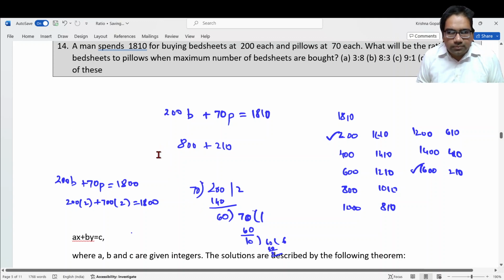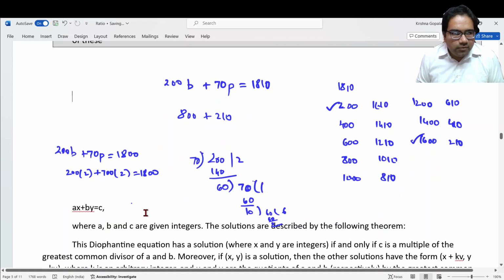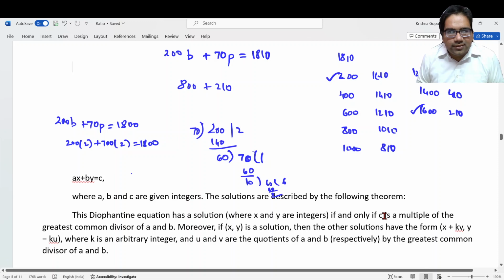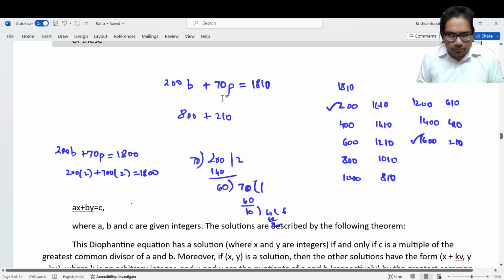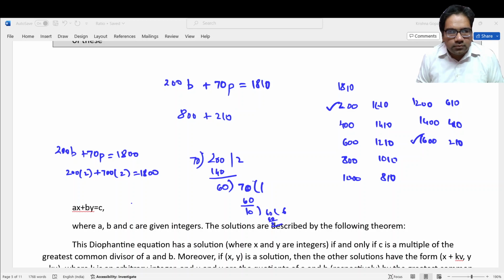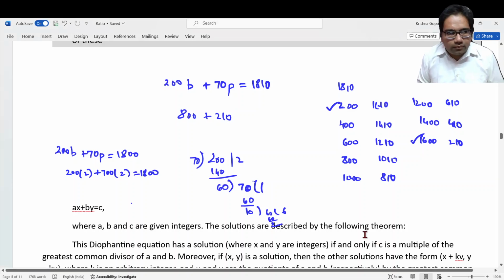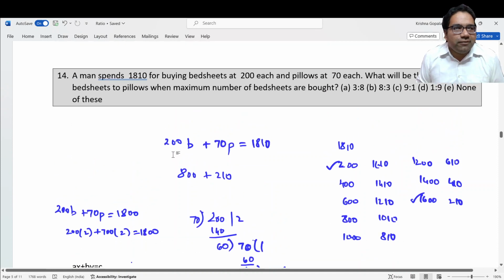Now, if and only if this C is a multiple of the greatest common divisor of A and B. So this 1810 has to be a multiple of this 10. Then only there is a solution for this problem, right? So this is the Diophantine equation. It's a beautiful equation.